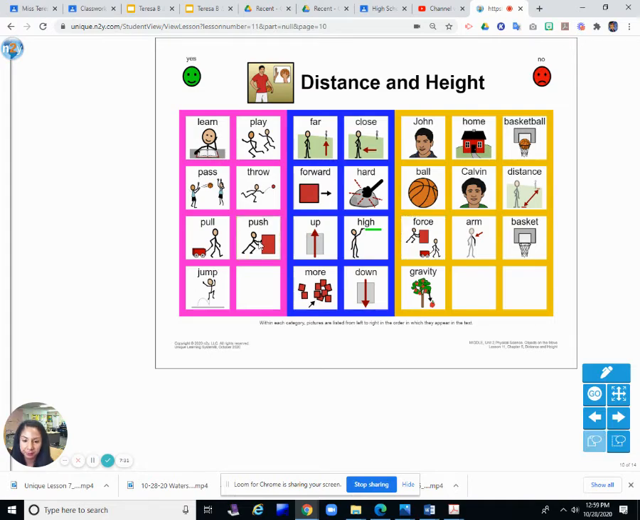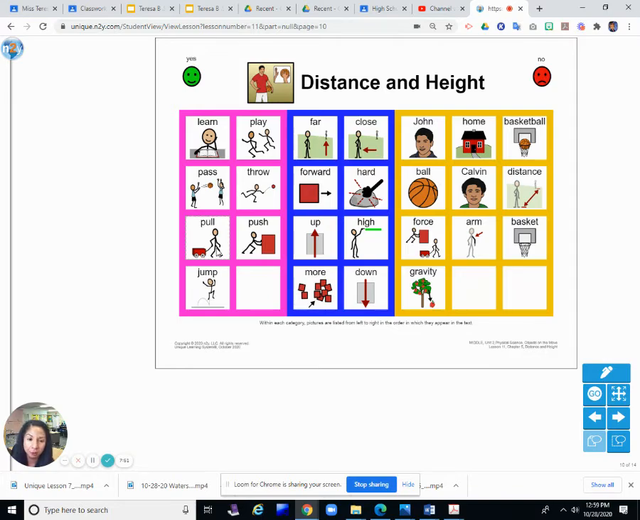Okay, push. Which is the person pushing a heavy object away from him hard. And pull is the opposite. Pull. This person is pulling a wagon toward himself. Okay. What's another force we talked about?